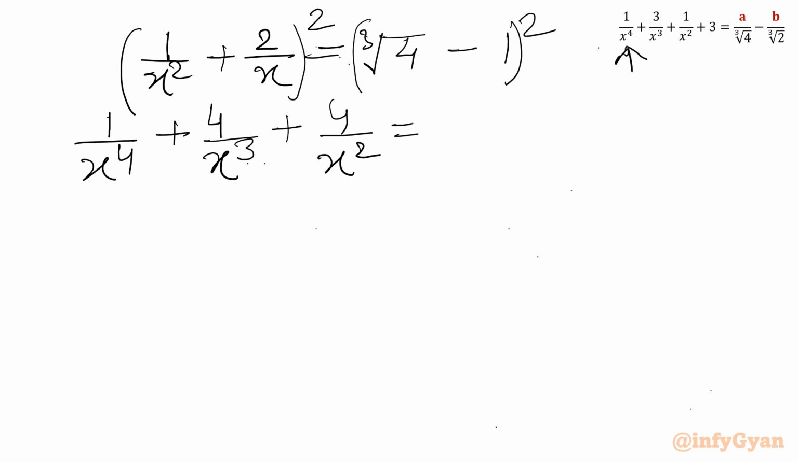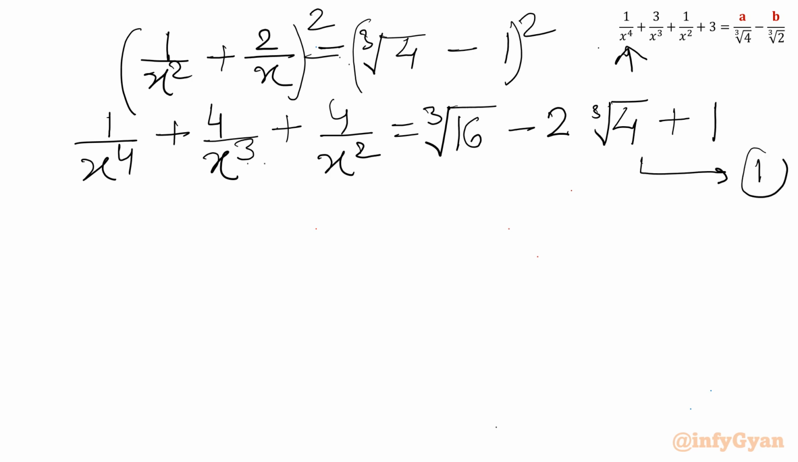Right hand side I can write cube root 4 whole square, so can we write cube root 16? Then twice AB term will give us minus 2 times cube root 4, plus 1 square is 1. Let's say this is our equation number 1.